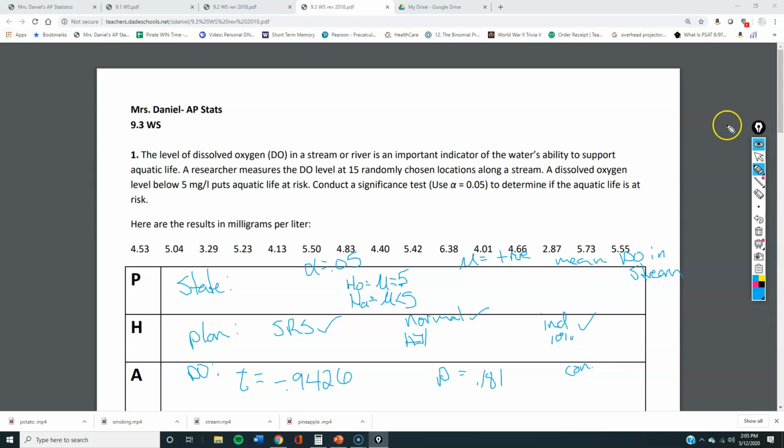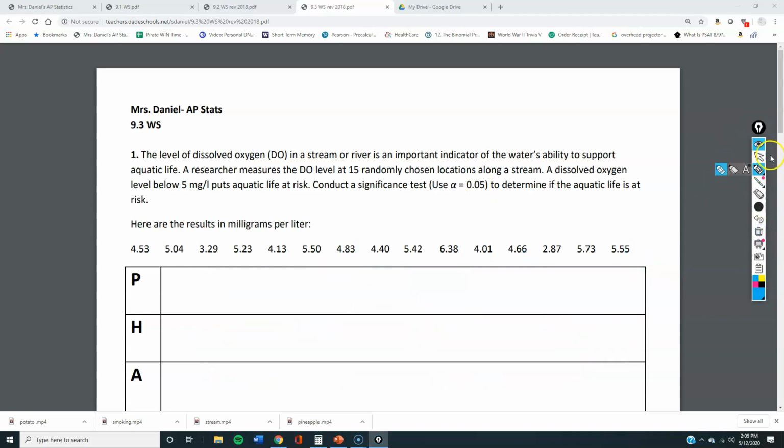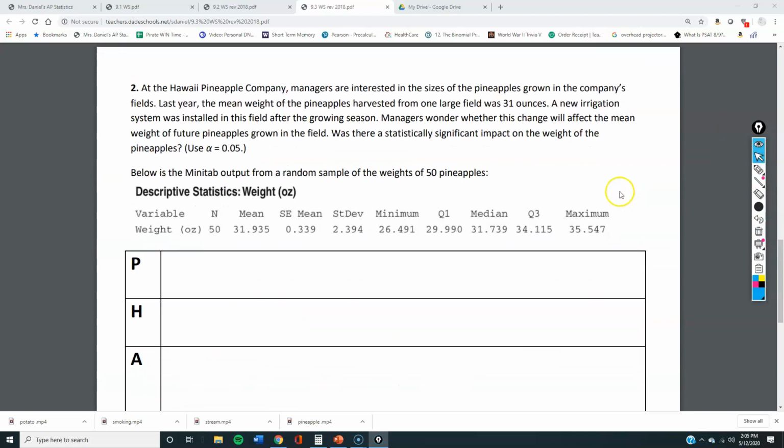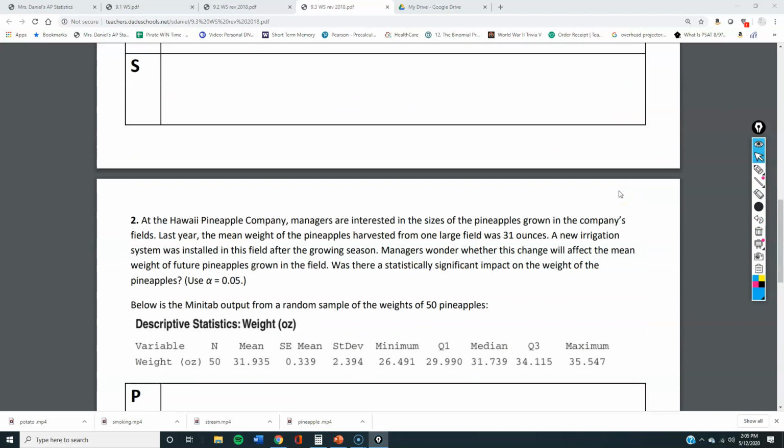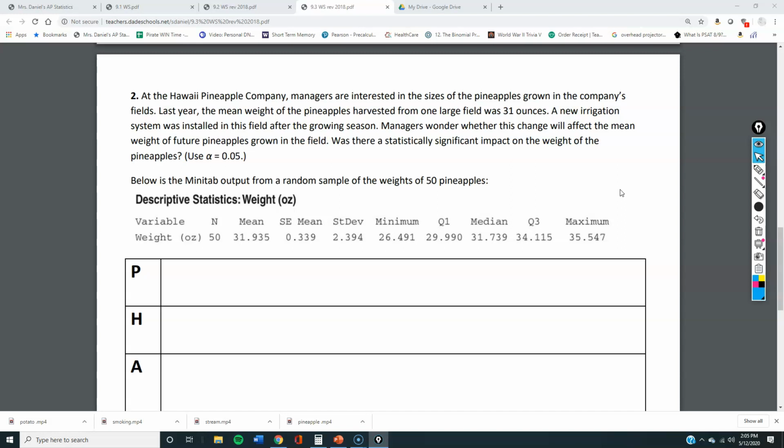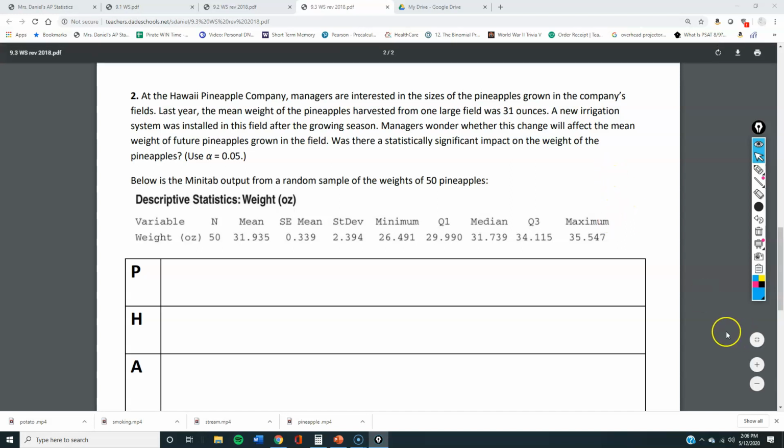All right. Last problem. I think it is. Yeah, it is. All right. Pineapple company. Who lives in a pineapple under the sea? Got my paper. All right. Here we go.